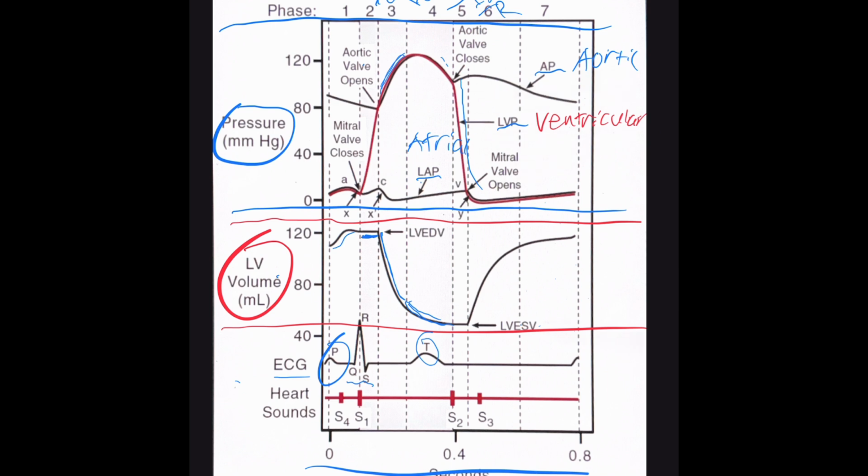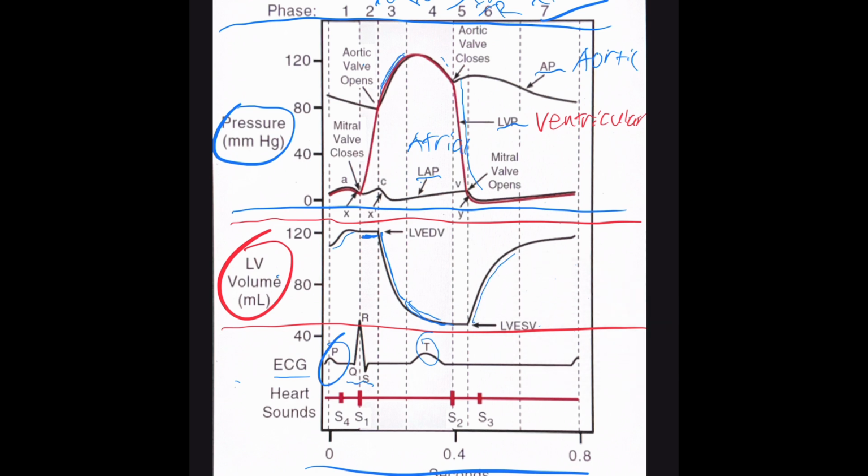So next, we're going to get into the 6th phase, which is going to be the first of our filling phases. There's nothing going on in the EKG here, and that's because everything is still relaxed. Nothing has contracted, nothing is occurring there. But we do see that the ventricle starts to fill up with blood.